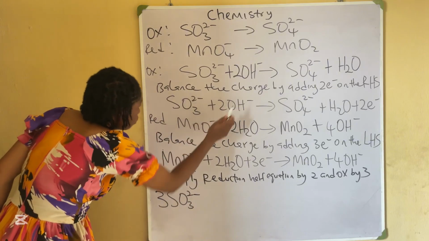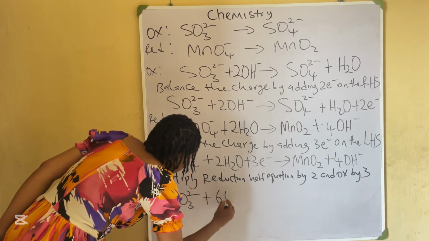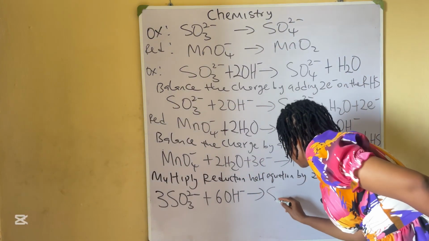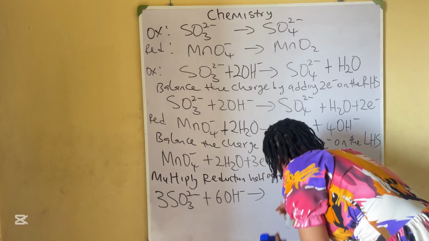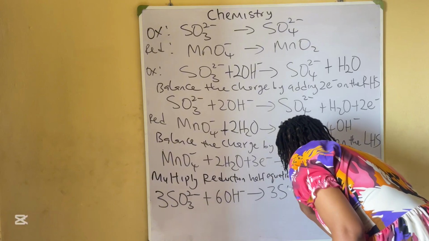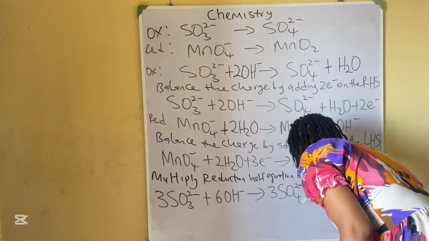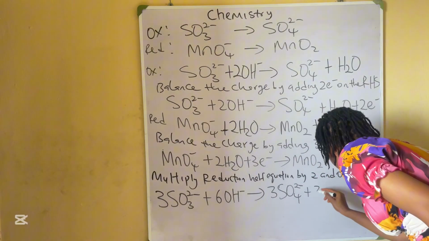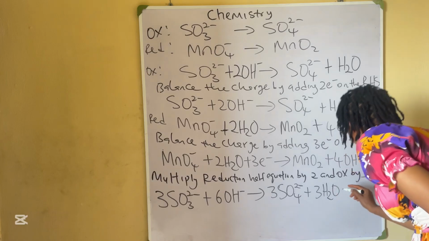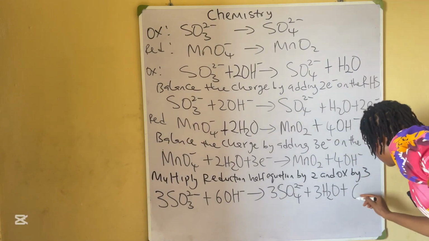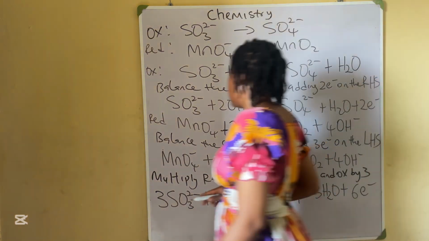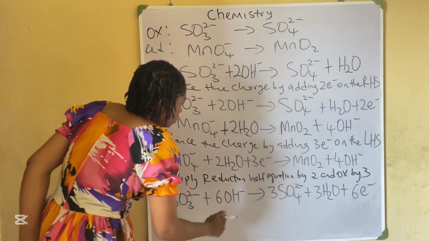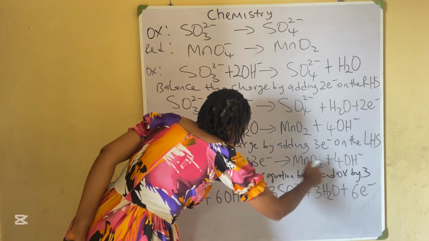3 times 2 moles of OH is what? 6 OH minus. 3 times this one is what? 3 SO4 2 minus. Plus 3 times H2O plus 3 times 2, that is what? 6 electrons. I will do the same for what? For reduction. I multiply it by what? By 2. I multiply this one by what? By 2.